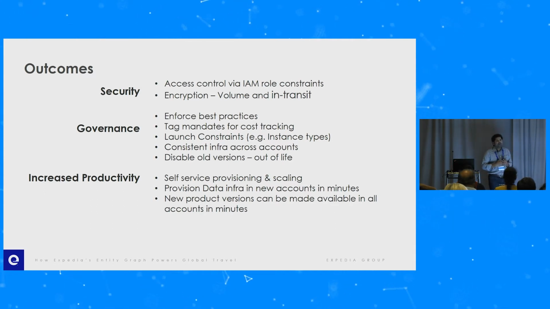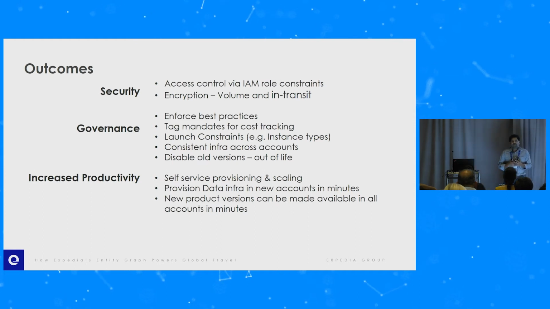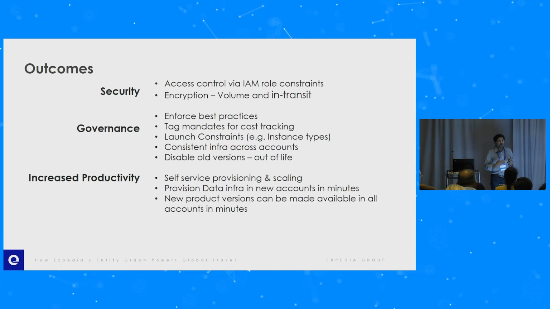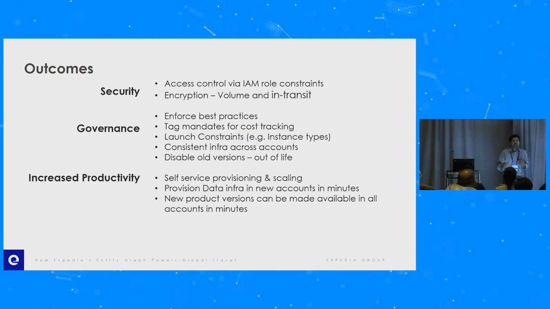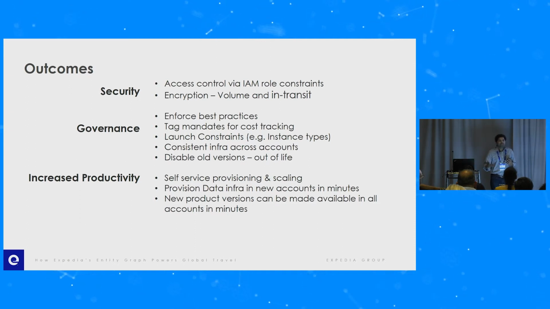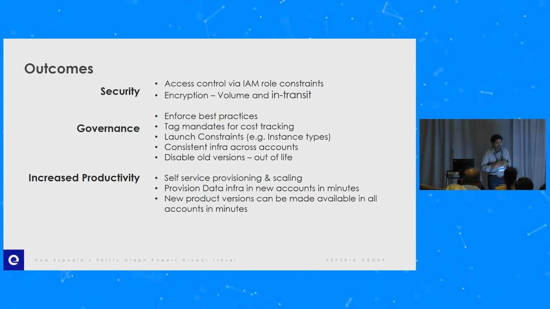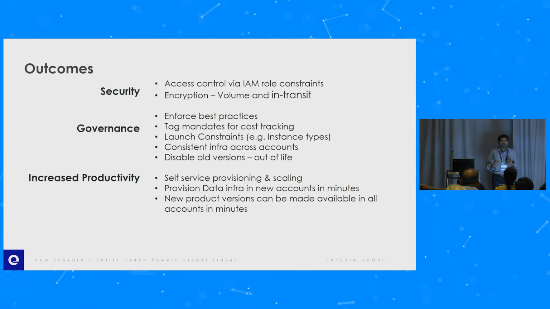We can even disable old versions. So if we don't want any buggy version out there, or if it is end of life, we can quickly go to Service Catalog and turn off that version, and that version is not available for users to provision. So we were able to achieve that governance, and most importantly, increased productivity.